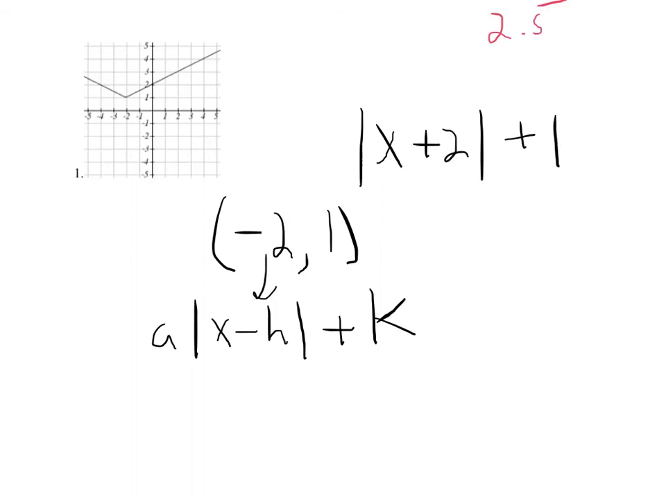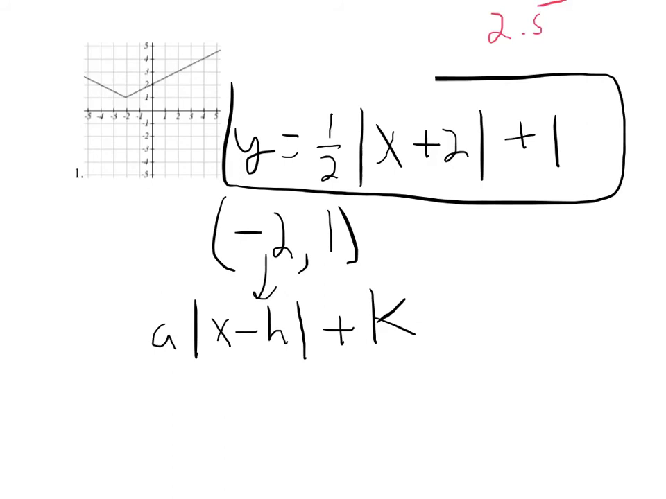And then I get to decide if there's a shrink or a stretch going on. What I'm seeing is that it's going up 1 over 2. So that tells me the stretch, or shrink in this case actually, is 1/2. So f of x, or y, equals that absolute value graph. And we could certainly check it, and it would work.